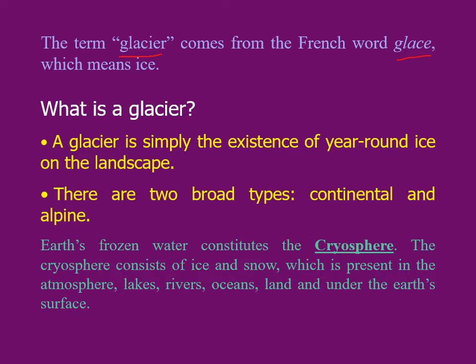Now there are two broad types of glacier found on Earth. The first one is the continental glacier, which covers the flat land areas, the land masses, that is, the plateaus. And the second type is the alpine type. Basically, these are the mountain glaciers which occur in high hills or high altitude mountains, such as the Himalayas.